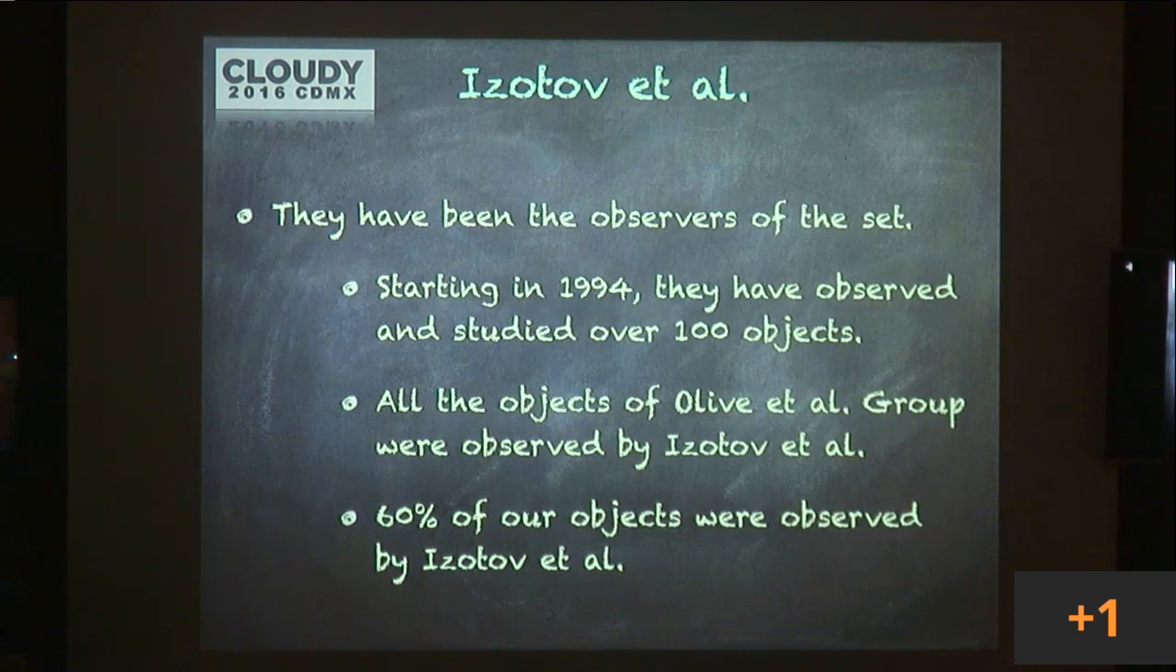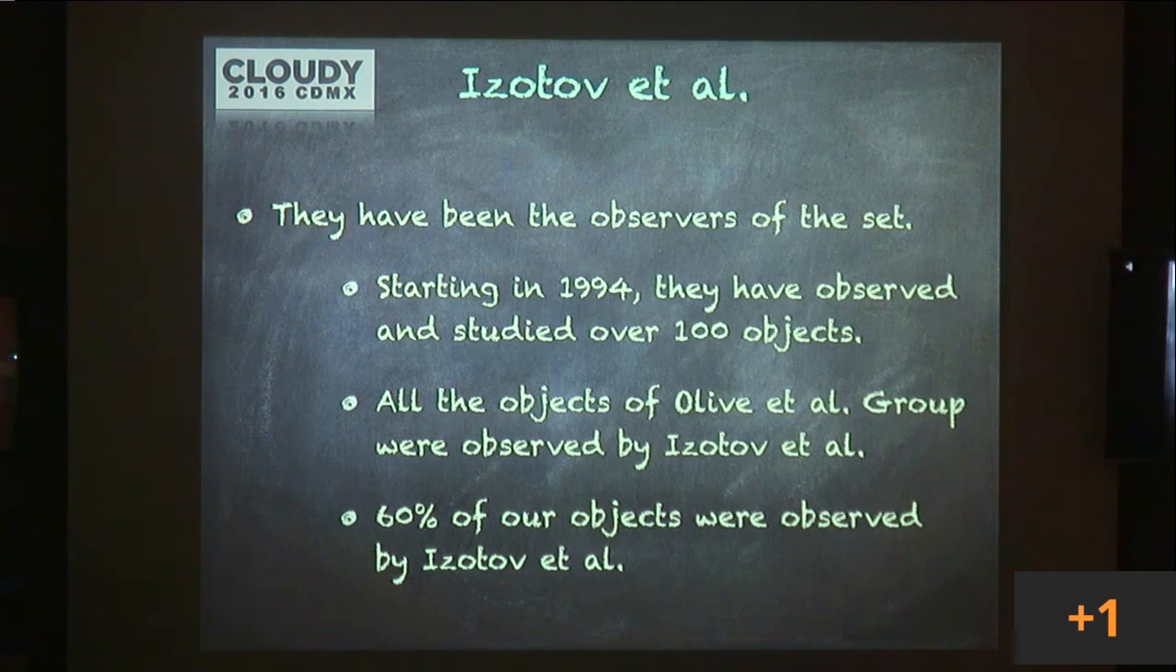So a little bit about Izotov and company. They have been the observers of the set. Starting in 1994, they have observed and studied over 100 objects. And in fact, all the objects by the Olive group were observed by Izotov, and most of our objects were also observed by Izotov.